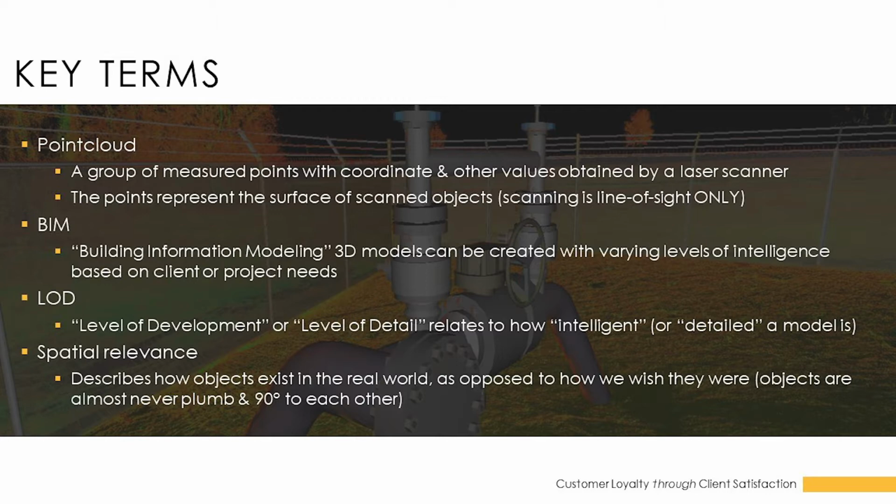The final term is one of my favorites. It speaks to how things are in the real world, and that term is spatial relevance. So when we discuss things like spatial relevance, we're really talking about how objects exist and how they relate to each other in the real three-dimensional environment, not in the theoretical design environment, how we would wish to have them perfectly plumb and 90 degrees to each other and all angles being in real whole numbers. Of course, we know in the real world that doesn't happen. Kevin, you brought up a term before that I really enjoyed, preserving reality. And I think that's another way to describe spatial relevance. We are scanning, we're modeling things, and we're creating a model that preserves reality.